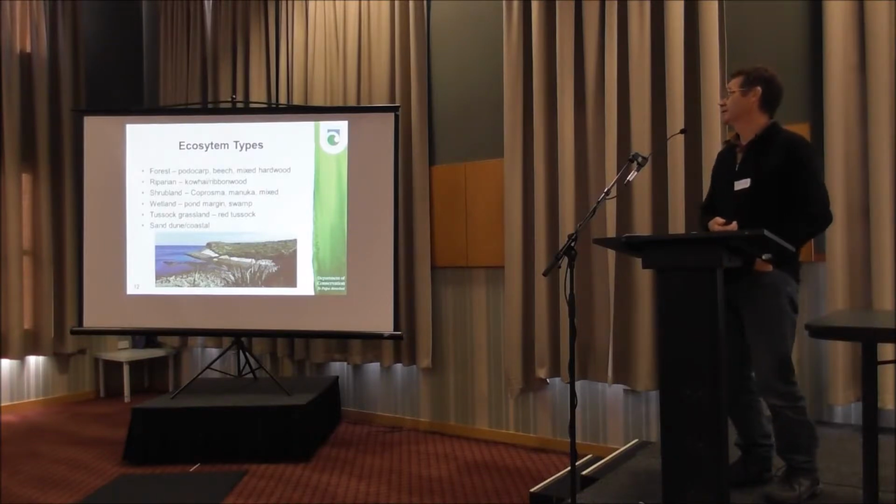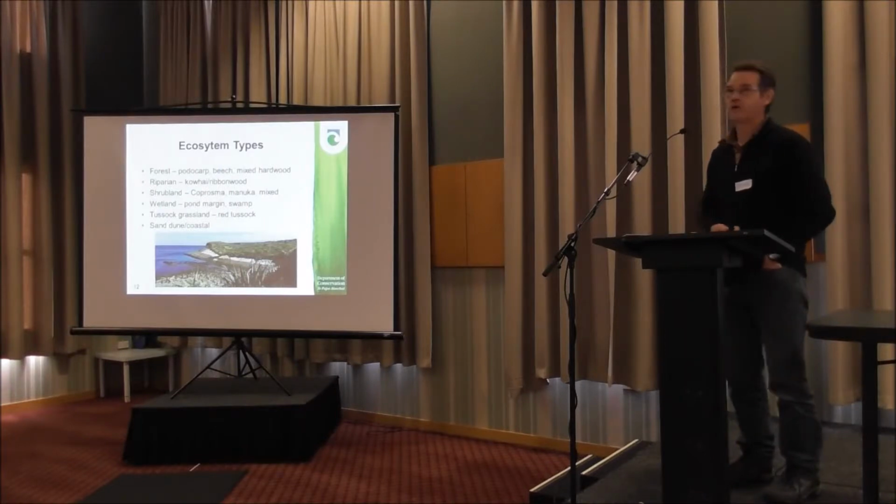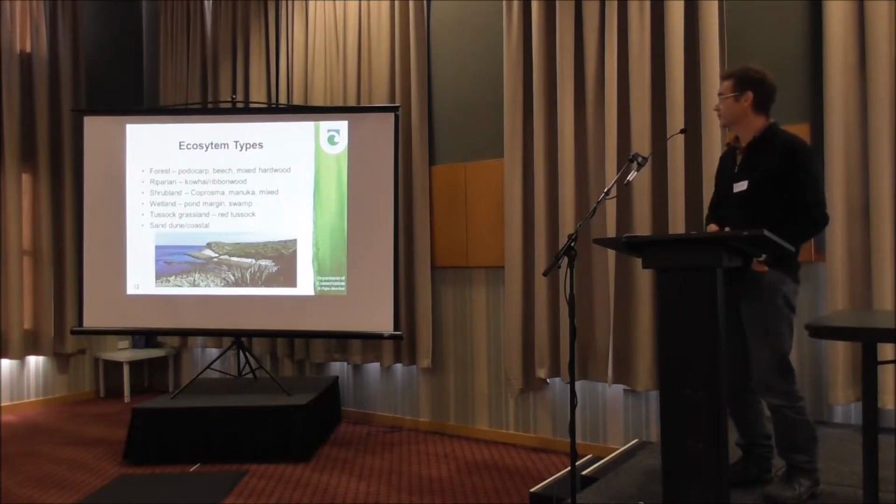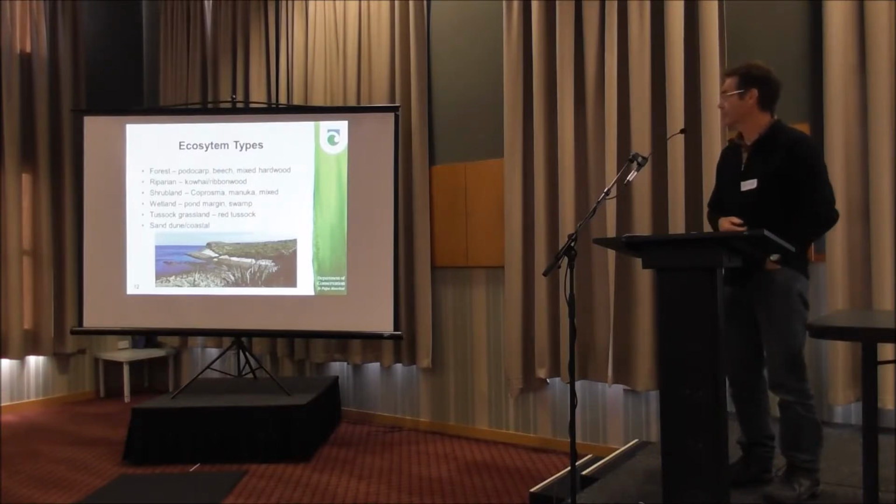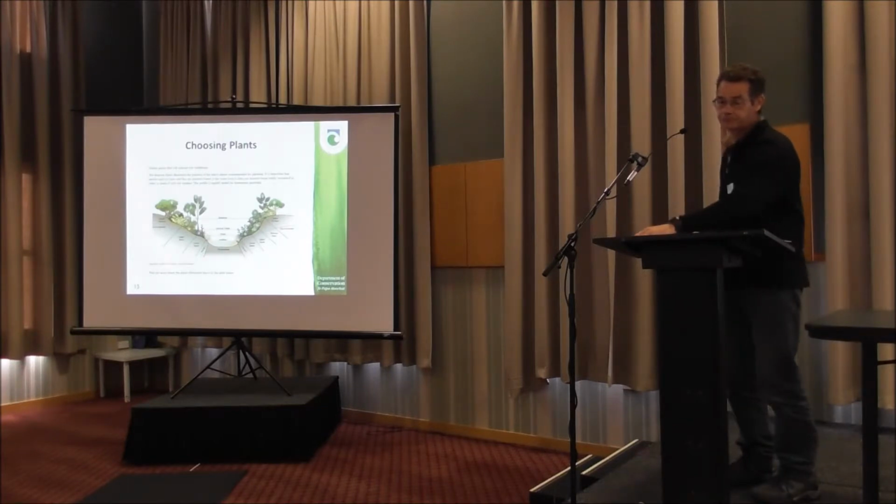So when we think about the sites and the diversity there, for forest, I've listed a few here, but there's a whole range of forest ecosystems and associations. So what was on the site that you would have had? What's the diversity that you can create? Again, the riparian sites, we think of Kowhai Ribbonwood Forest, but there's a whole realm of things that would have been in that situation. There's a raft of shrubland types, wetland types, tussock, sand dunes. And so thinking about that patterning and sequences and trying to maximise the diversity that we'll achieve.